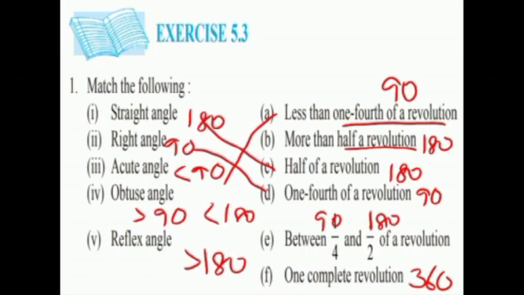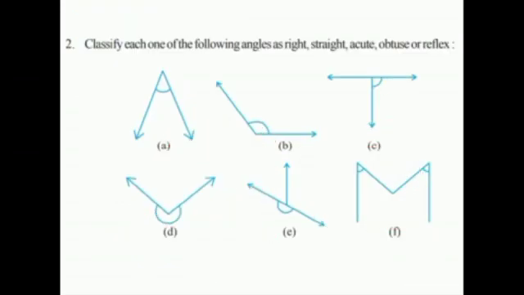See, less than 90. Okay. Obtuse angle greater than 90, less than 180. That means between 1/4 and half of a revolution. Reflex angle means greater than 180, which is more than half a revolution. Is it easy? Yes. See the second question. Classify each one of the following angles as right angle, straight angle, acute angle, obtuse angle, or reflex angle.